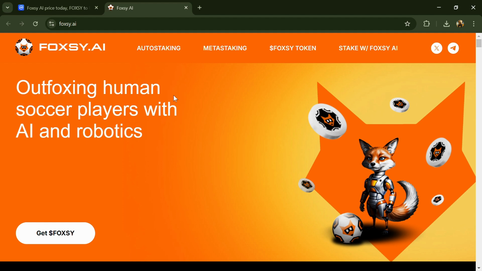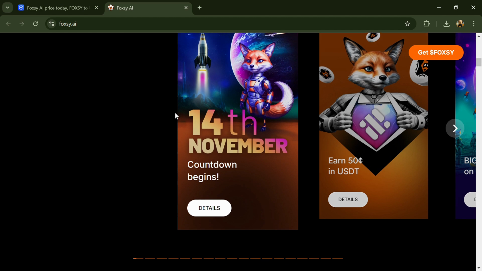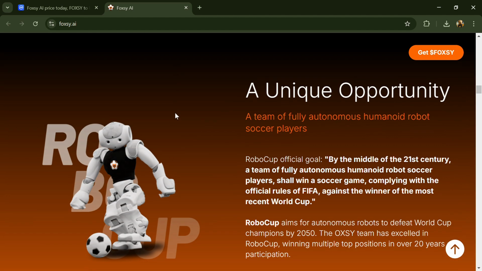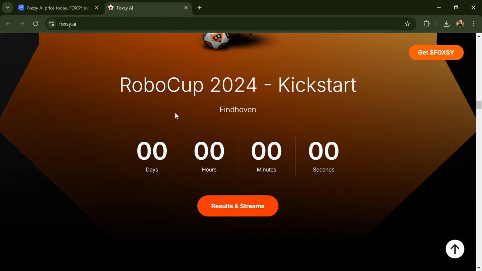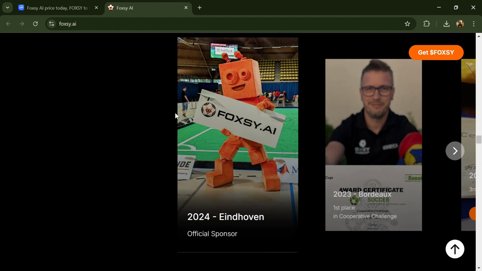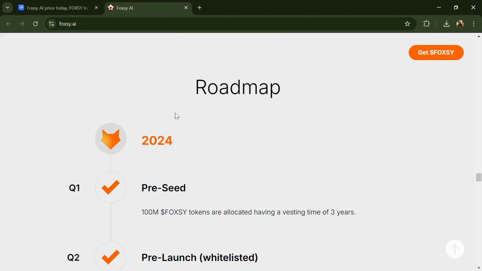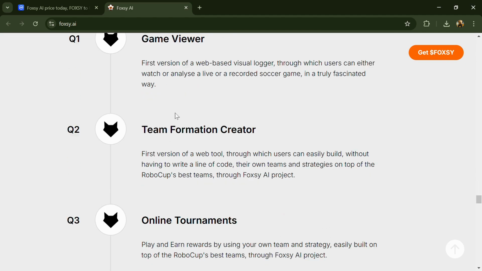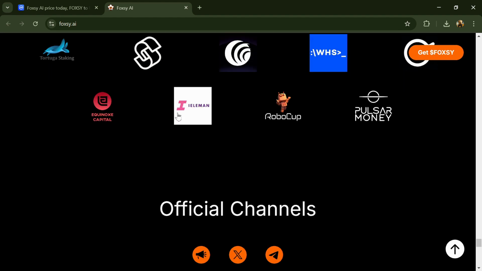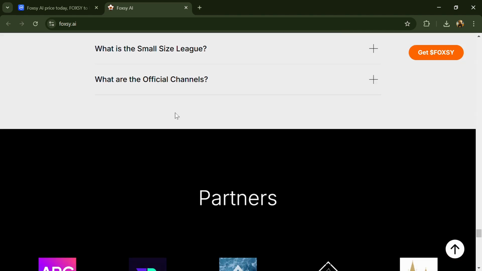According to the white paper, the Foxsy AI project imagines a future where AI and robotics have seamlessly integrated into the fabric of society, where labor is not a burden but a choice, one that adds value with elegance and elevates the human experience. By combining AI, robotics and blockchain technologies, the Foxsy AI project is creating a robust and scalable framework that enables robots to play soccer with strategic depth and tactical precision, bringing the RoboCup goal within reach.